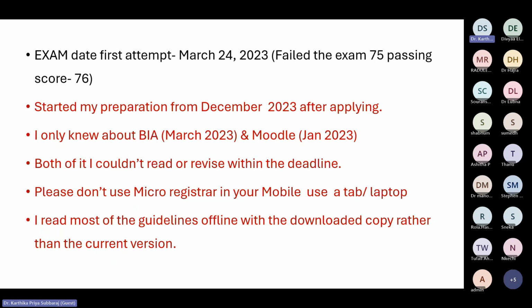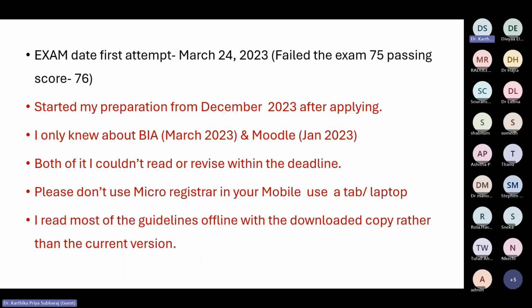And I couldn't complete all the guidelines. I couldn't concentrate on which one to take, or which point is important. I was clueless about that, and I didn't know how the questions were going to be. I read most of the guidelines offline, as I've already mentioned, and most of them got updated in between. So I missed on that point.